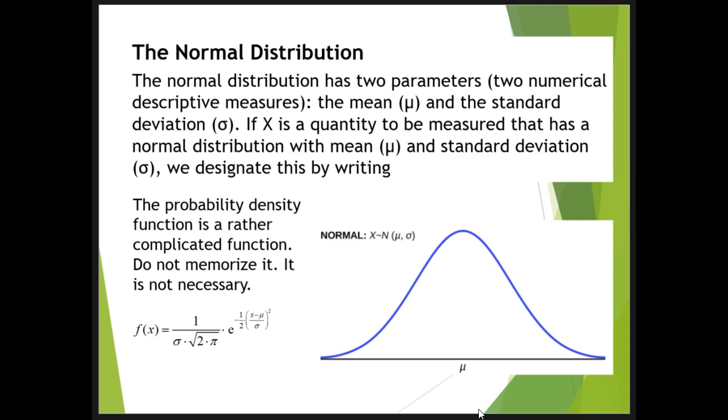So if a random variable x is a quantity to be measured that has a normal distribution, then we write it this way, and we read this as x follows a normal distribution centered at whatever mean we have and whatever standard deviation we have. Down here is the probability density function. We don't have to memorize it, as we've got some tricks in our calculators, of course, to help us solve these problems. And this right here is an example of a bell curve or a normal distribution.